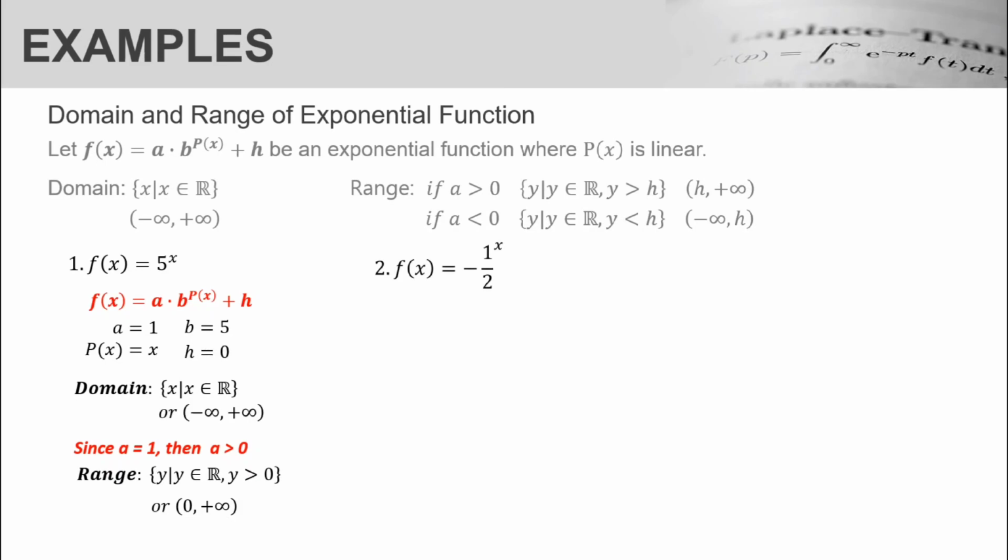Next is example number 2. We have f of x is equal to negative 1/2 raised to x. For our solution, let's find the values of a, b, p of x, and h. So the value of a is negative 1, b is equal to 1/2, p of x is equal to x, and h is equal to 0. Since we already have the values, let us find the domain and range.